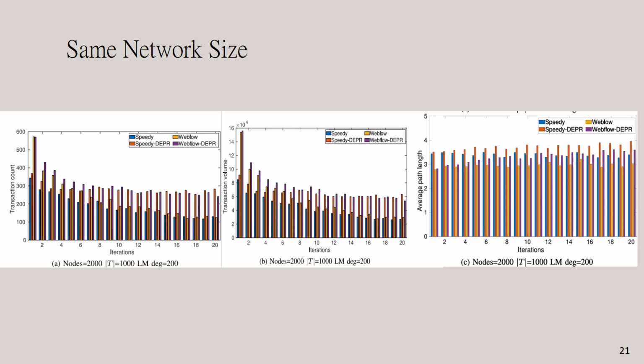Similarly, the transaction volume for SpeedyMurmurs and Waveflow is clearly lower than that of the versions using DPR, demonstrating that adding the DPR strategy increases the transaction volume. Although the path lengths without DPR are shorter than those with it, the difference in path length is minimal. The increase in path length is negligible and can be considered almost insignificant.